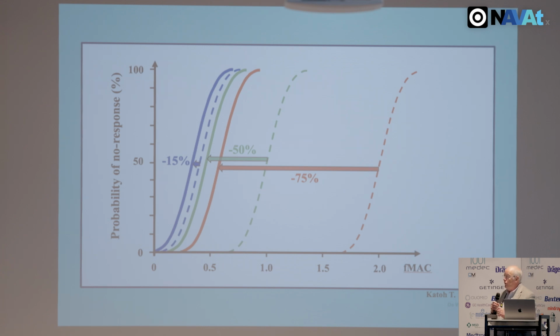So if you use 0.7% end-tidal partial pressure of an inhaled anesthetic, in the presence of an opioid, you get, I would say, fantastic results in terms of incidence of unconsciousness.